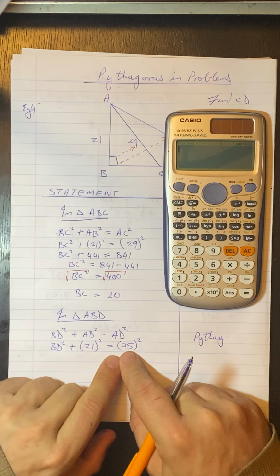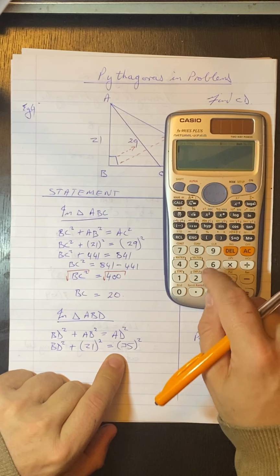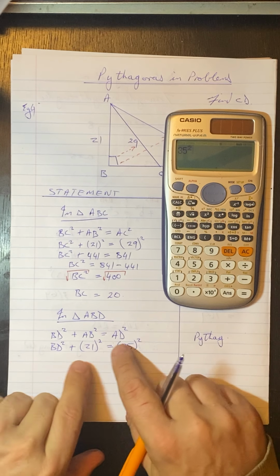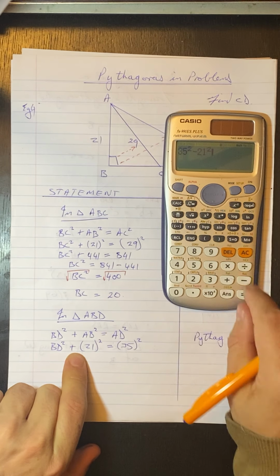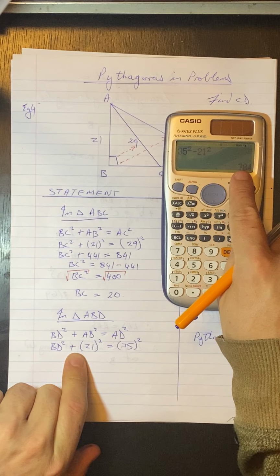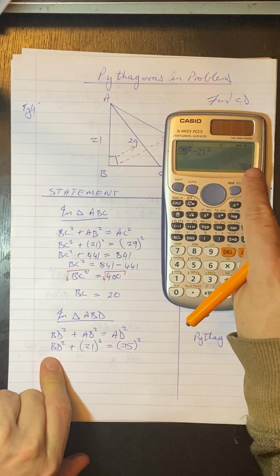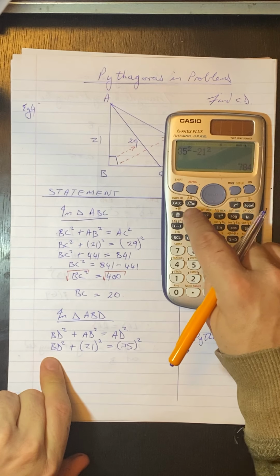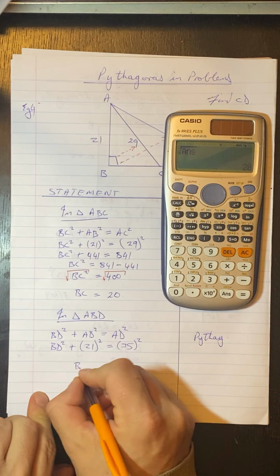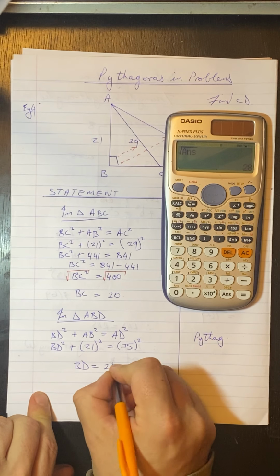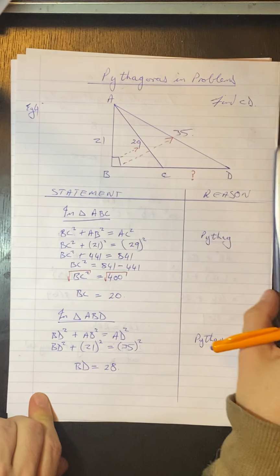So what I'm going to do on the calculator is I'm going to say 35 squared, and if I take this to the other side, it becomes a minus. Minus 21 squared gives us that number there. So BD squared will be equal to that, but then I need to take the square root. So square root of that, and we get 28. So BD is equal to 28. Okay.